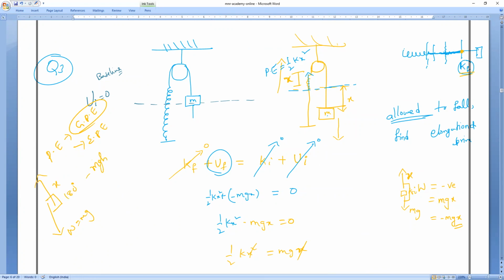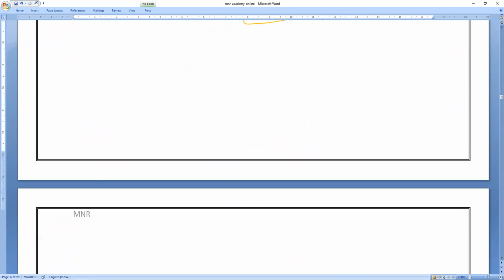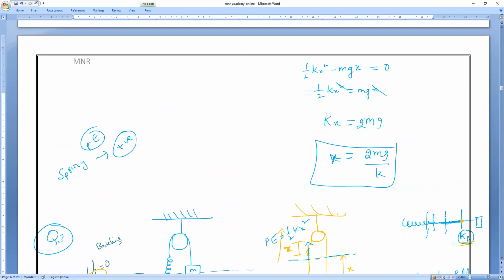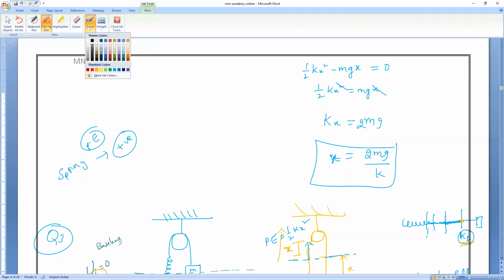Now the spring also has elastic potential energy. So the elastic potential energy of the spring is equal to how much? Half k x square. Understanding? Whether the spring goes up or down doesn't matter. Always the elastic potential energy is what? Always positive. Keep it in mind. The spring potential energy is always positive. That is what you have to remember.